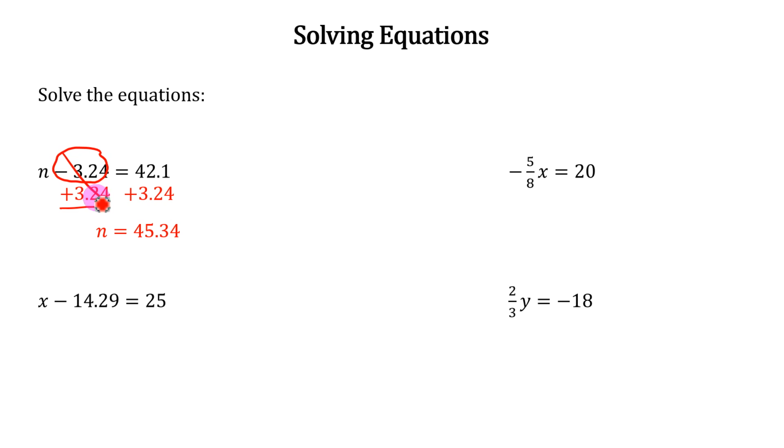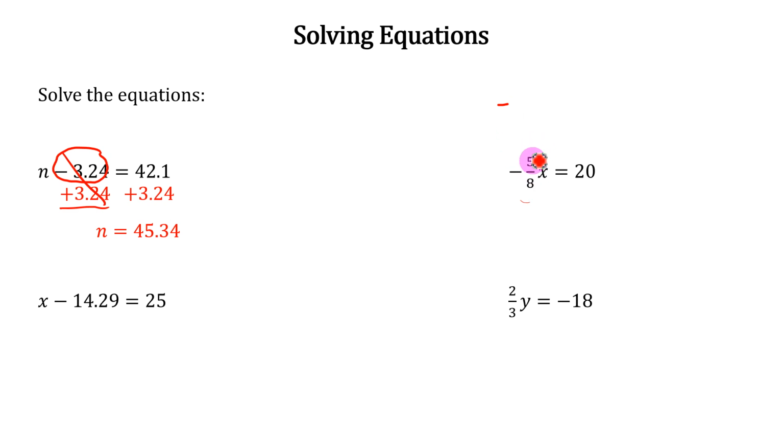That's our canceling out. Don't like saying canceling out. That's because it becomes 0, and then we don't have to write n minus 0 anymore. Just n equals 45.34. Well, here, if I want this to go away, I want it to become 1. So I'm going to multiply by its reciprocal. Whatever I multiply to get it 1. So if I want it to be positive 1, I need to multiply it by a negative. So negative times a negative is positive.